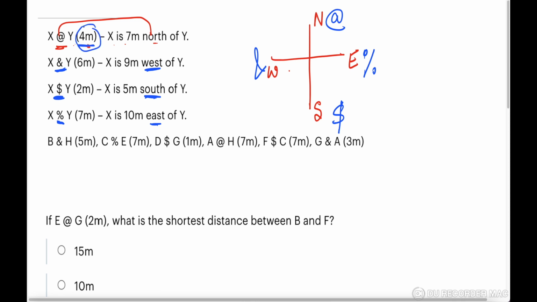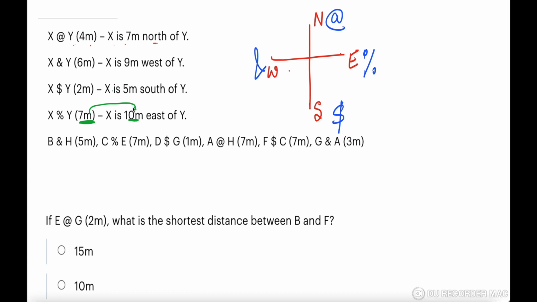So here you have 4 meter and here 7. Here 6 and here you have 9. Here 2 and here 5. Here 7 and here 10. So what is the relationship? You need to find out how these numbers are coming, okay? So the easiest way over here, easiest link is this one. You see, here where 7 meter is given, here it is given 10 meter east of y. 7 plus 3 is equal to 10.